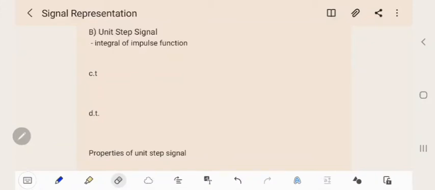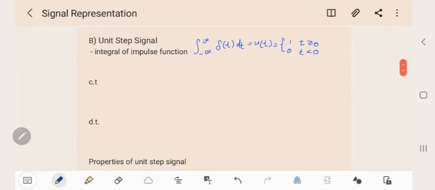Now we will explain about the unit step signal. The unit step signal is the integral of the impulse function: the integral from negative infinity to infinity of the impulse function dt is equal to the unit step signal. It is 1 when t is bigger than or equal to 0, and 0 when t is smaller than 0.